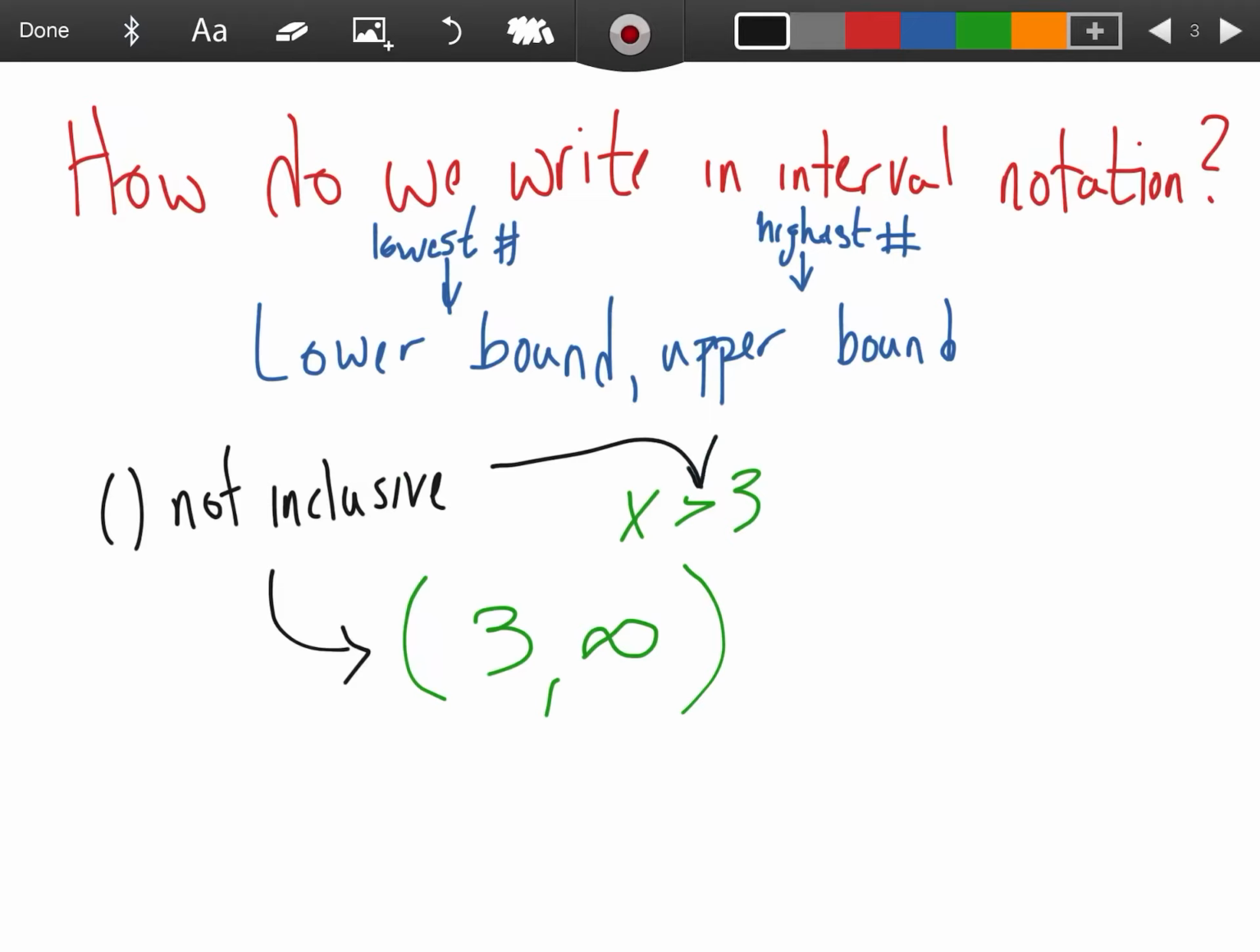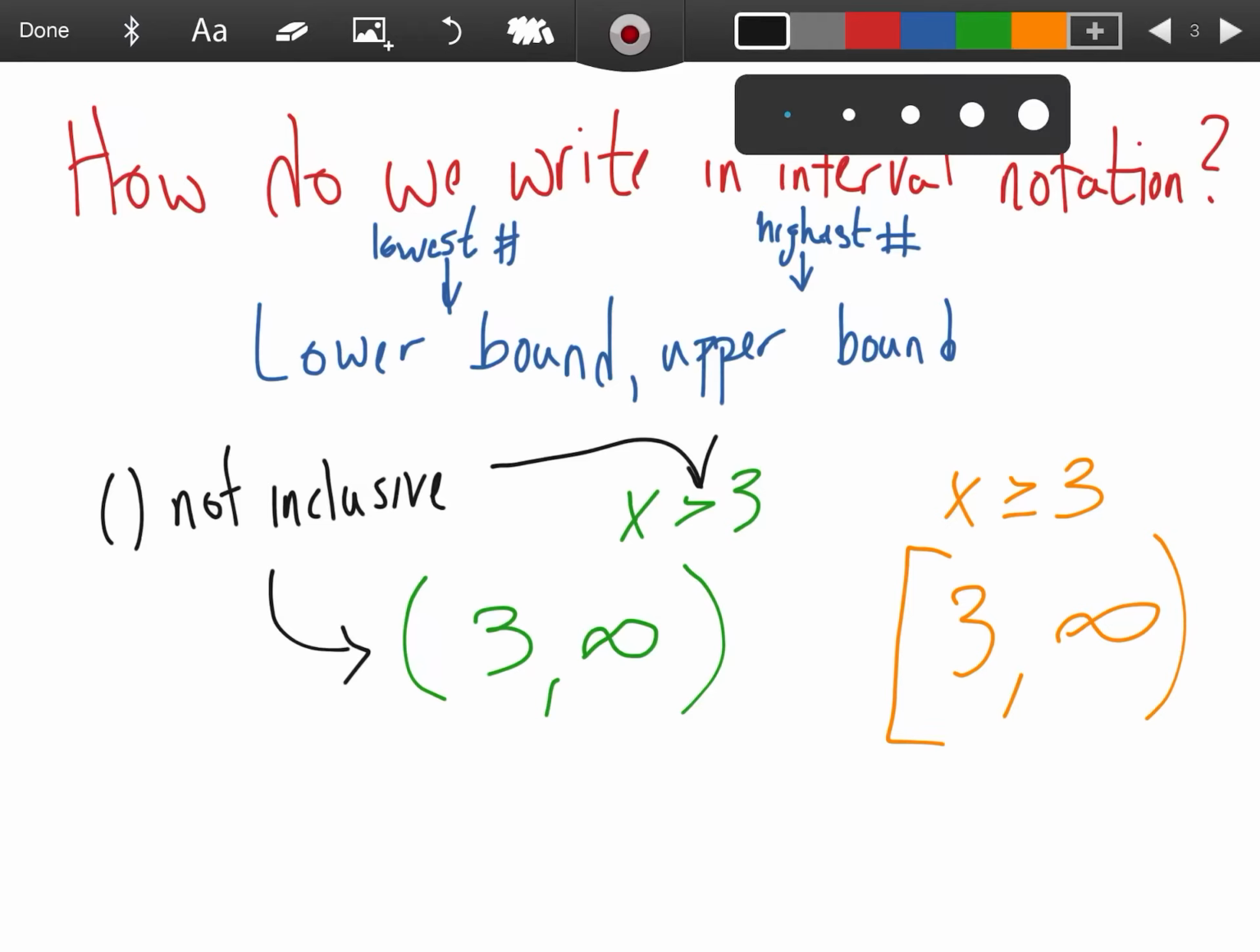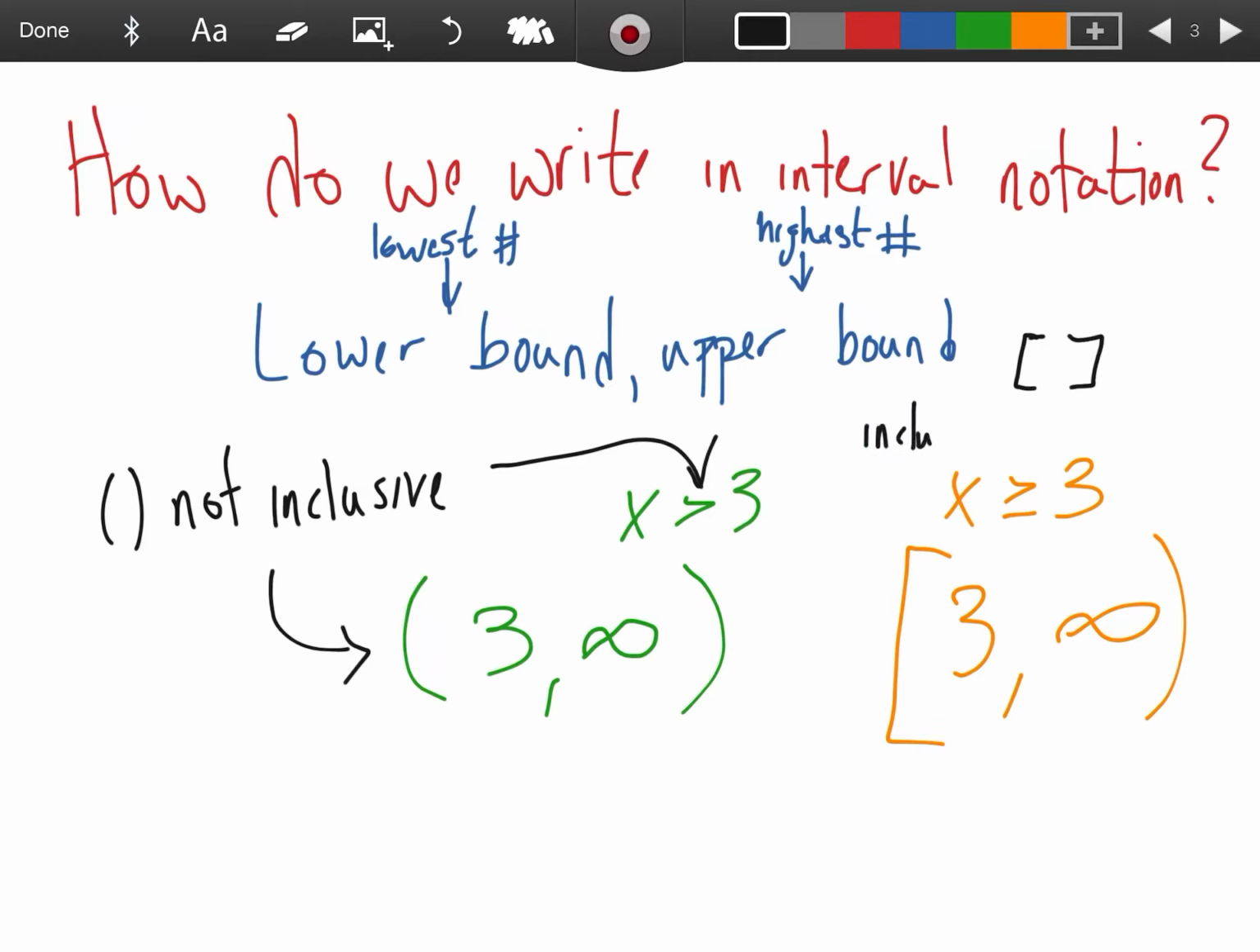So I'm just going to use parentheses, as opposed to what we will see here, say it was x is greater than or equal to 3. Here, we are going to use a bracket instead. We are going to say, yes, we can include that value 3 now. And we're going to go all the way up to infinity. All right, so whenever we have brackets, that means inclusive. Brackets means inclusive. So we include the 3. 3 is greater than or equal to 3 because it's equal to.